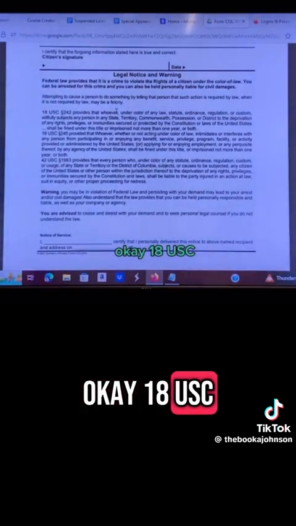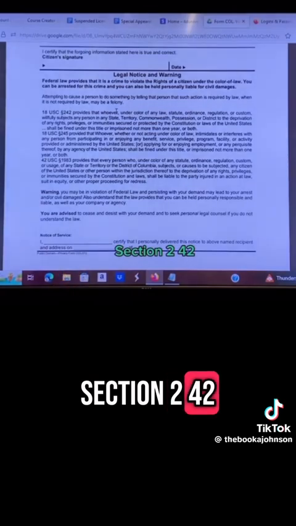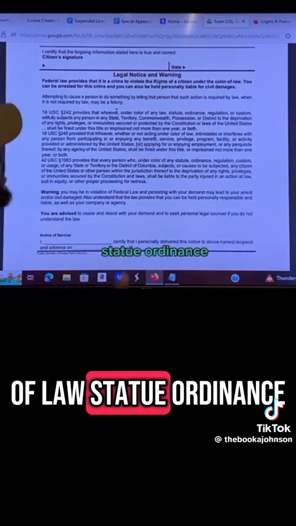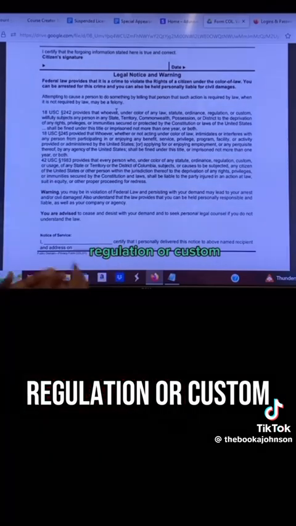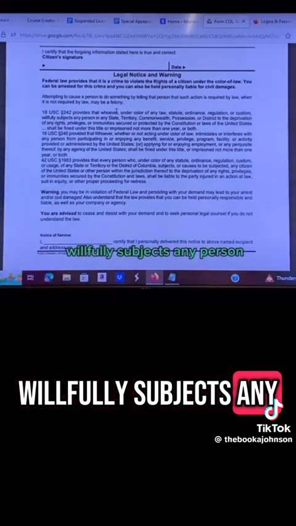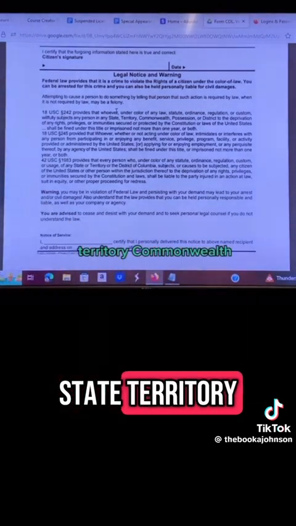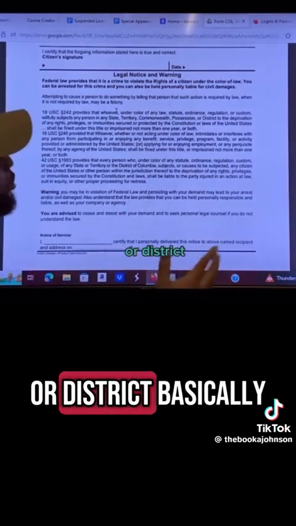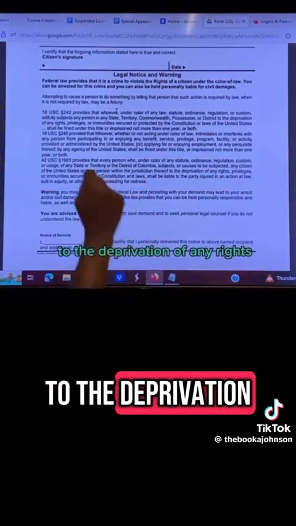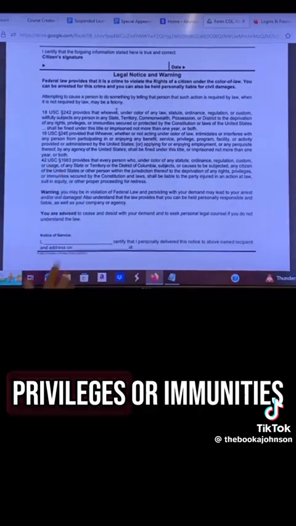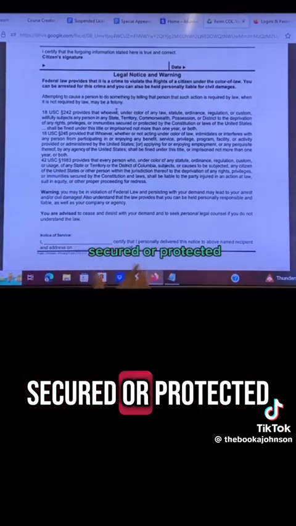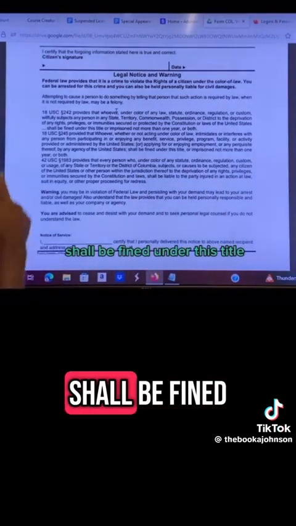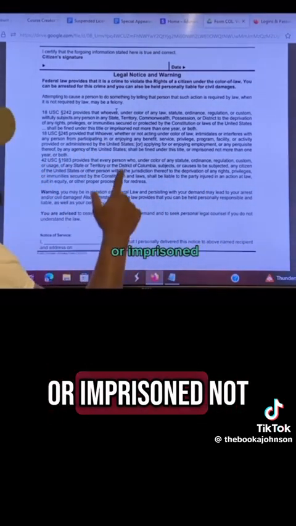Okay, 18 USC, section 242 provides that whoever, under the color of law, statute, ordinance, regulation, or custom willfully subjects any person in any state, territory, commonwealth, possession, or district, basically the District of Columbia, to the deprivation of any rights, privileges, or immunities secured or protected by the Constitution or laws of the United States shall be fined under this title or imprisoned not more than 1 year.